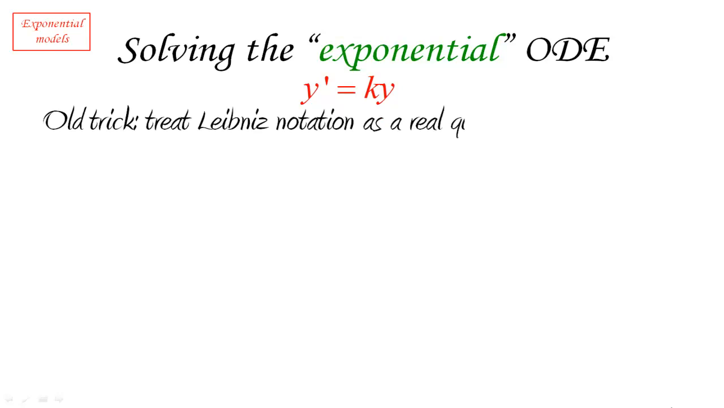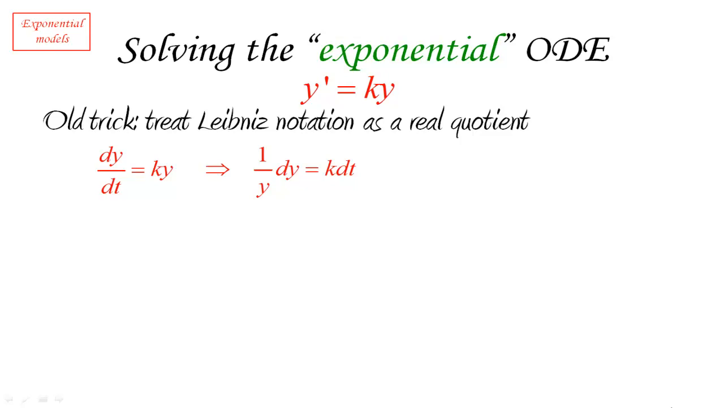What we're going to do is use a good old trick that we've used several times in differential calculus, and that is to treat the Leibniz notation for a derivative as if it were a real quotient. So we start from our differential equation, written as dy by dt equals ky, and then we pretend that the left hand side is a real quotient. We cross multiply, and rewrite that equation in this form: 1 over y dy equals k dt. Now when you think about it, the left hand side is actually a differential in the variable y, while the right hand side is a differential in the variable t.